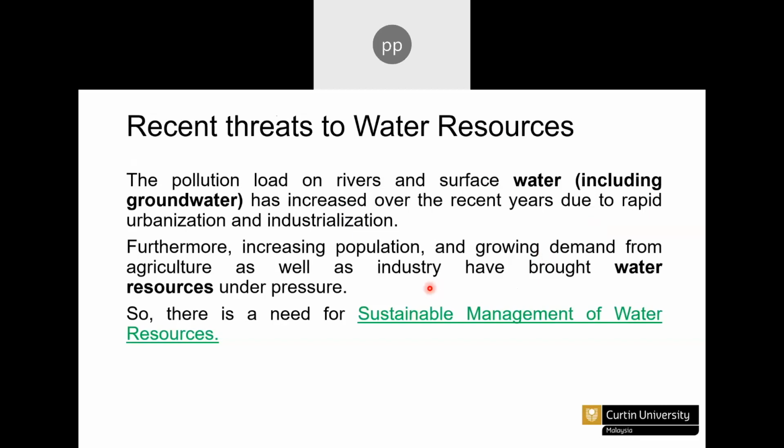If so much water is taken from the natural resources, then it will lead to some kind of water decline. So at the end, definitely there is a need for the sustainable management of water resources. And maybe you are aware that nowadays there are a lot of sustainable management plans for water resources: how to protect, how to keep the quality of the water, and how to increase the quantity of water. So all of this is subject to the sustainable management and development of water resources.